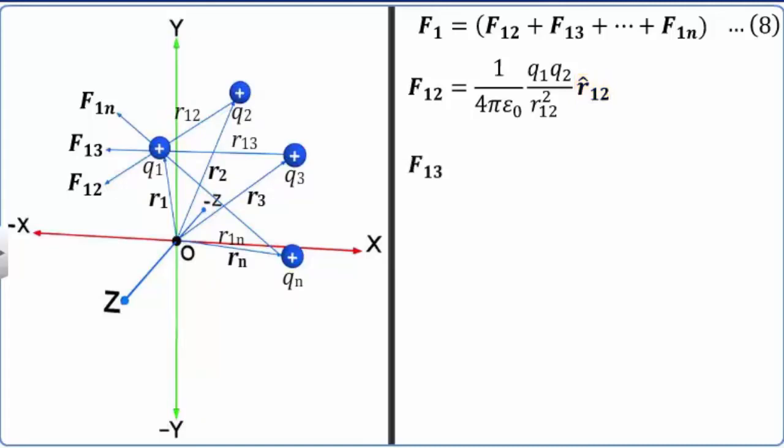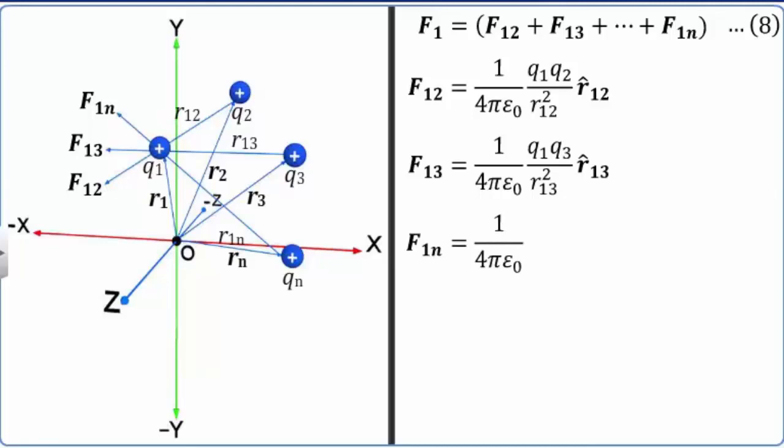F13 is the force on the charge Q1 due to Q3 and is equal to 1 by 4 pi epsilon naught into Q1 Q3 by R13 square into R13 cap. R13 is the distance between Q1 and Q3 and R13 cap is the unit vector in the direction of the force F13. Proceeding in this manner, we obtain F1n is the force on the charge Q1 due to Qn and is equal to 1 by 4 pi epsilon naught Q1 Qn by R1n square into R1n cap.